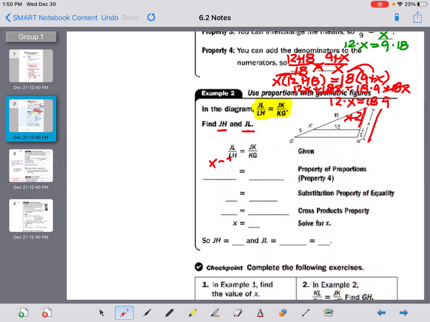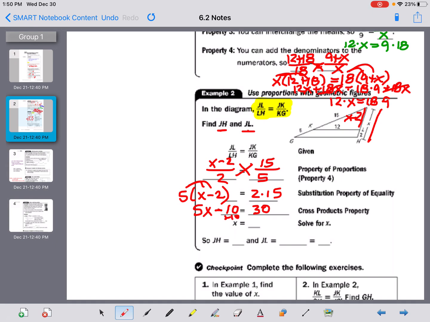over my LH, which was 2. And JK is 15 there, and KG we know is 5. All right, there's our setup. It's a proportion, time to solve. Multiply my extremes together, so 5 times x minus 2. Multiply my means, which is 2 times 15. Distribute, I get 5x. 5 times negative 2 is negative 10. 2 times 15 is 30.